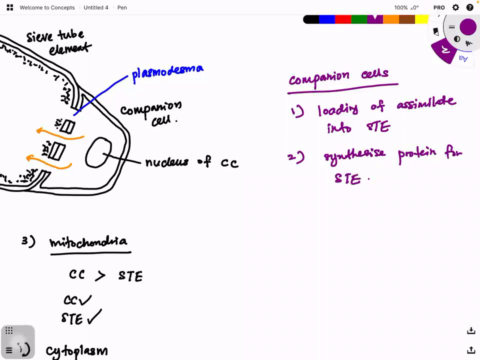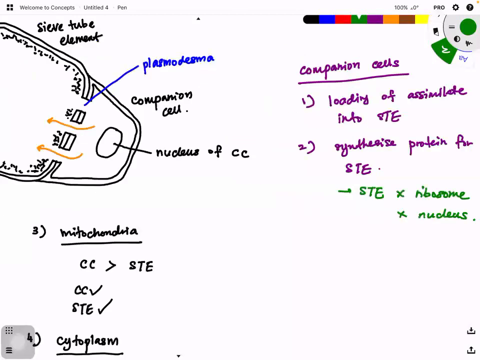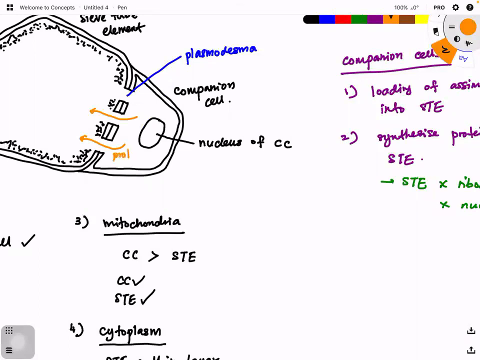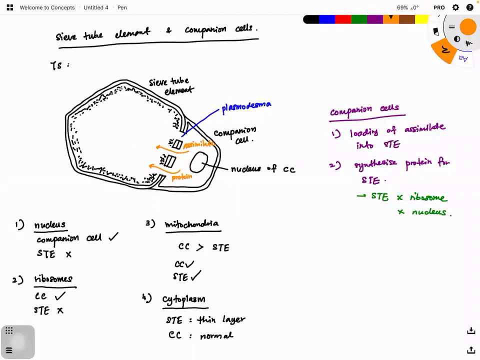Now, why do they need to do this? Because sieve tube elements don't have ribosomes and don't have a nucleus. That means they don't have the genes to carry out transcription and translation in the ribosome. With no nucleus and no ribosome in the sieve tube elements, they have no choice but to depend on the companion cell to synthesize the protein for them. In this case it can be protein, assimilate or photosynthetic products. Okay, we can take a photo of these sieve tube elements compared to the companion cells.